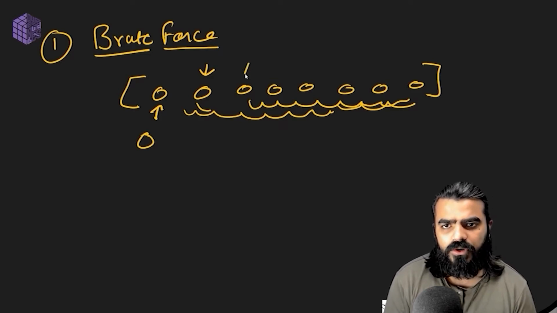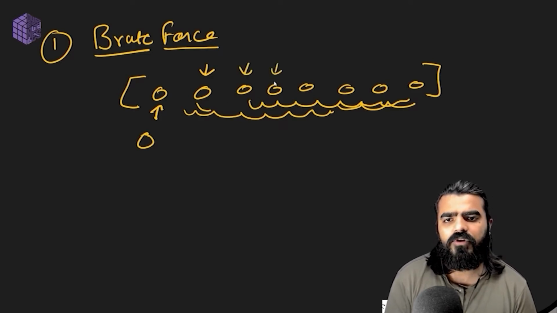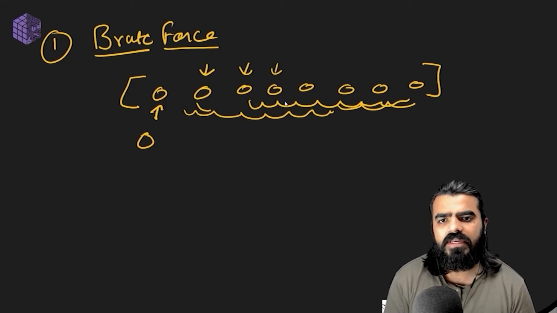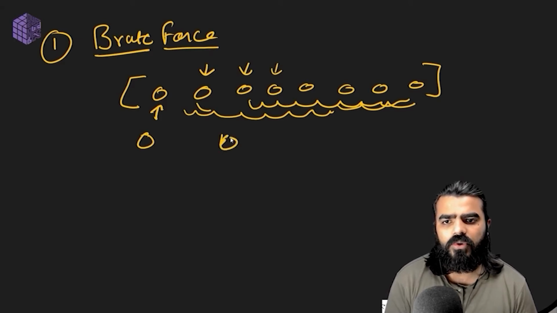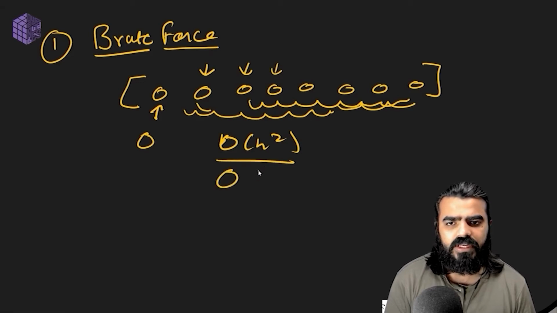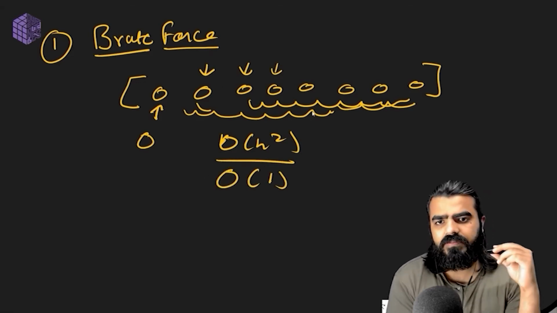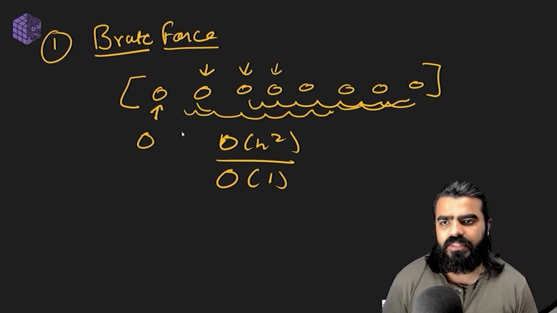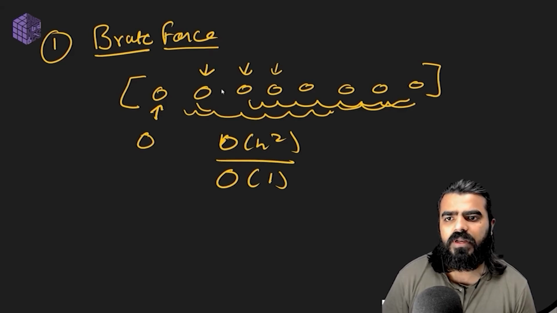For these elements, we count the number and see how many times each comes. So we keep on doing this for all the elements, and for each element we are iterating through all the other elements. So it is going to be an O of n square approach. The space utilized here is O of 1, constant space, because we are not using any other space. This is the most simple approach there is.